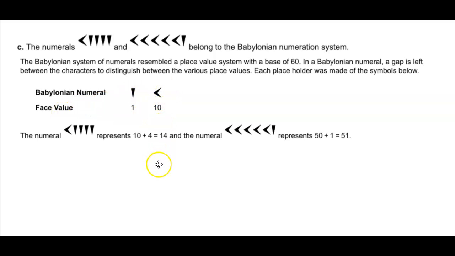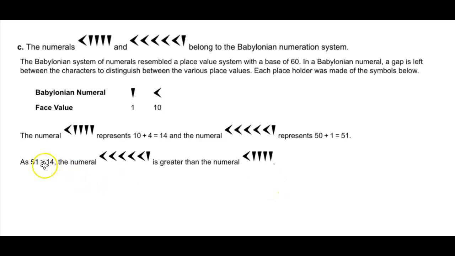So here is the Babylonian numeral. This represents 1, that's the face value, and that represents 10. So therefore, this numeral is going to represent 10 plus 4. Therefore, that's going to represent 14. And in this numeral you have 10 plus 10 plus 10 plus 10 plus 10, which is 50, plus 1 gives you 51. Therefore, we would say that 51 is greater than 14, so this numeral here is greater than that numeral.